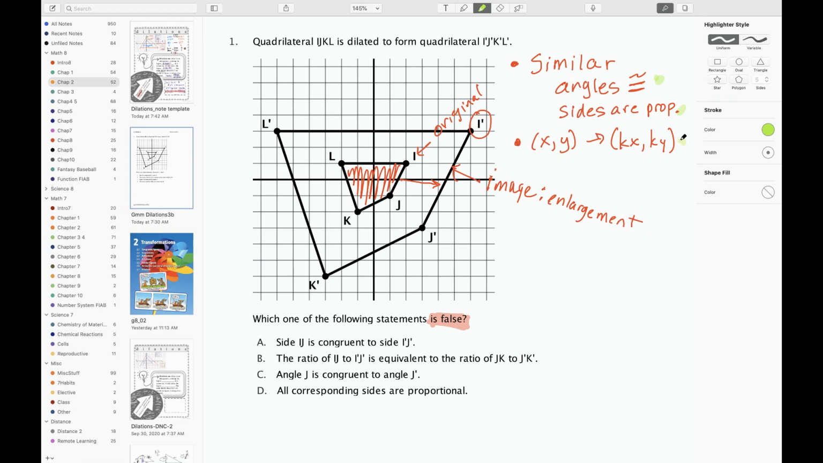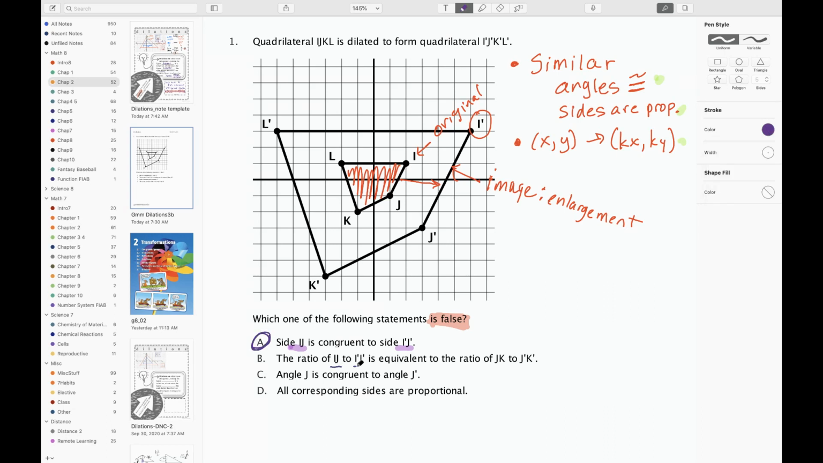Side IJ is congruent to side I prime J prime. Oh, you know what? I think we may have just found our first one, because we know that the side of the original is not congruent to the side of the image. So I'm going to say that this is false, but let's look at the other ones.